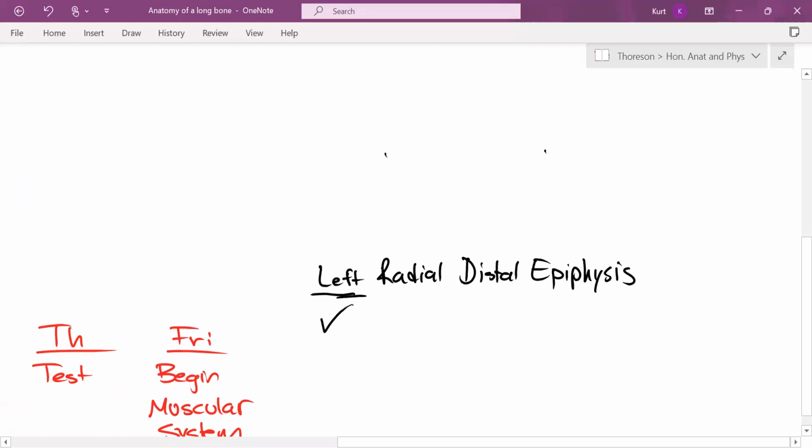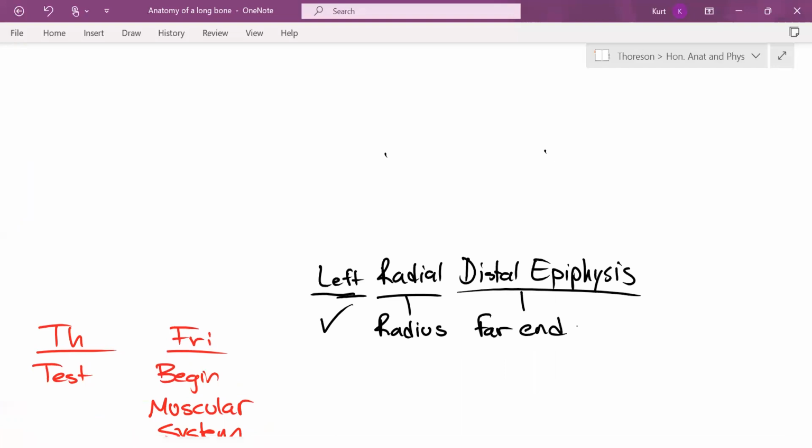What does radial mean? What bone is being referenced? The radius. So I broke my left radius, and where did I break it? The far end, the distal end. So the doctor knew, okay, left radial epiphysis. He didn't want to work on my elbow. He needed to work on my wrist to reset it.